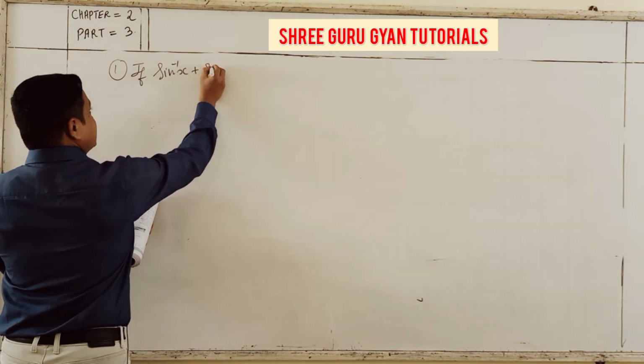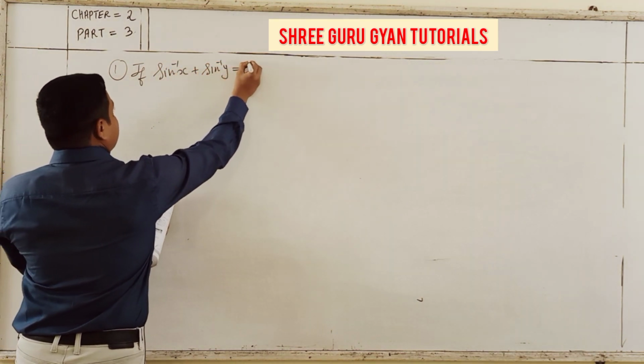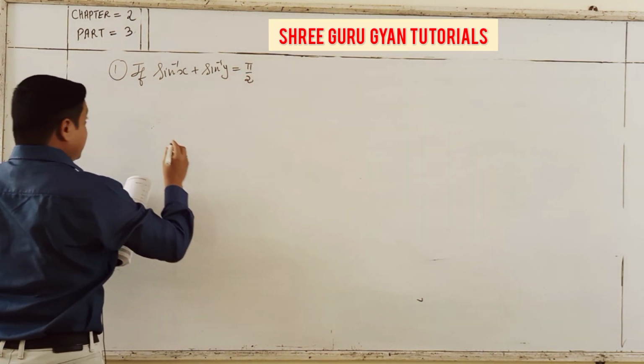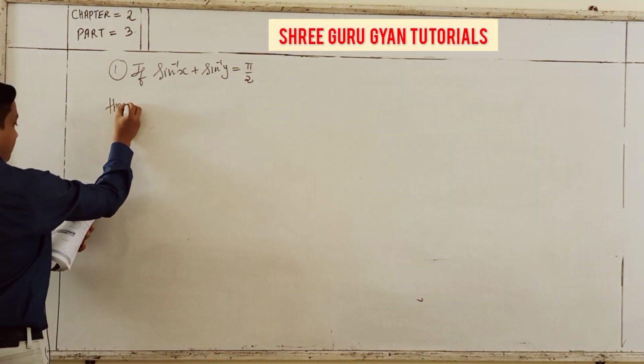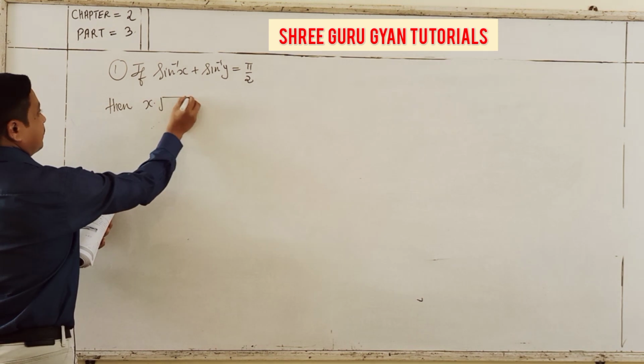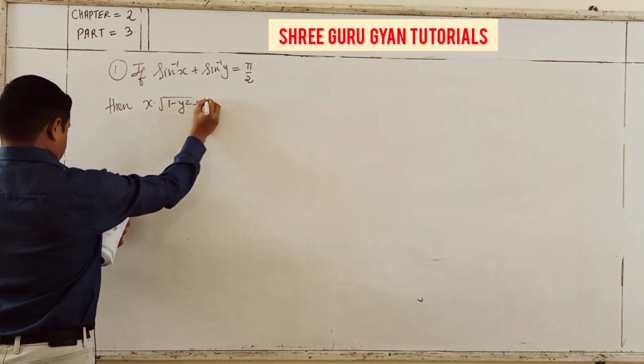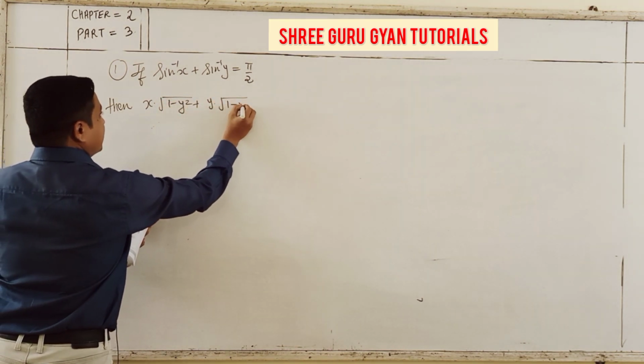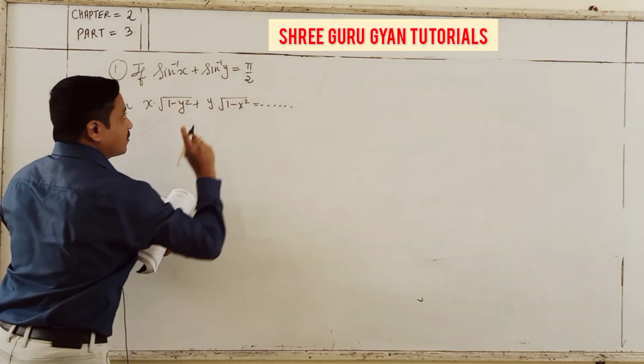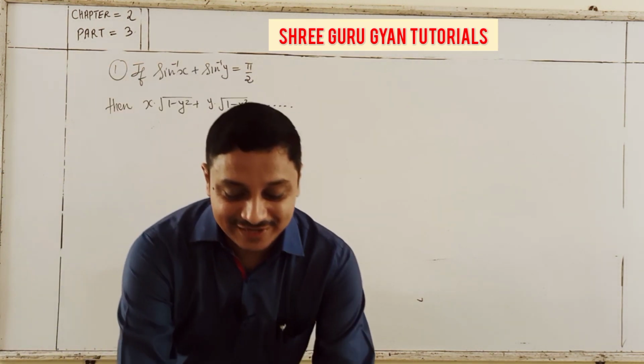if sine inverse x plus sine inverse y equals pi by 2, then we are asked x times square root of 1 minus y square plus y times square root of 1 minus x square is equal to, fill in the blanks.